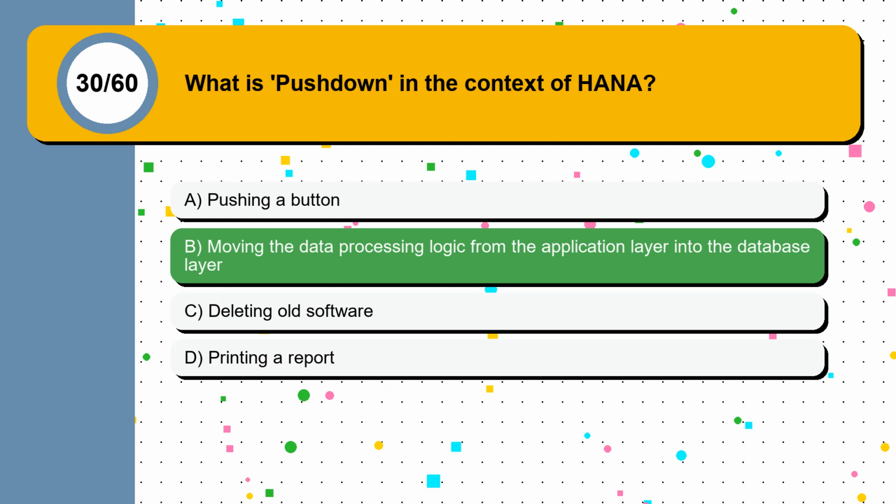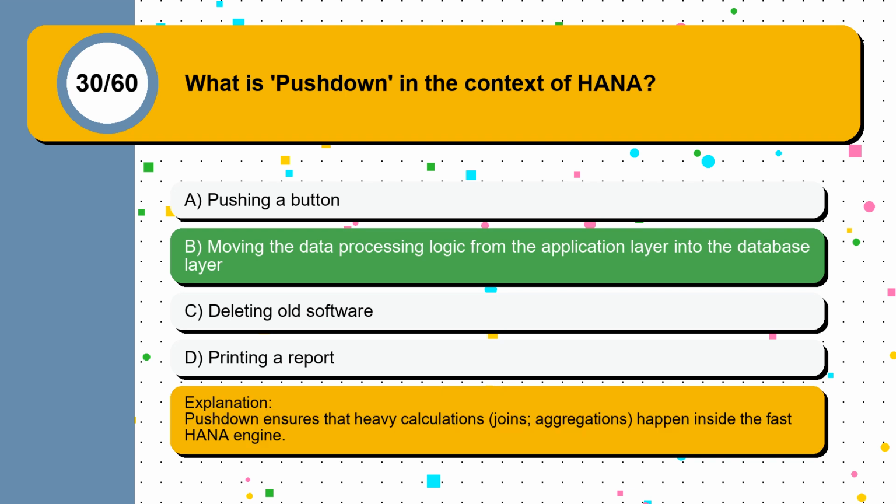The correct answer is option B, moving the data processing logic from the application layer into the database layer. Pushdown ensures that heavy calculations, joins, aggregations, happen inside the fast HANA engine.